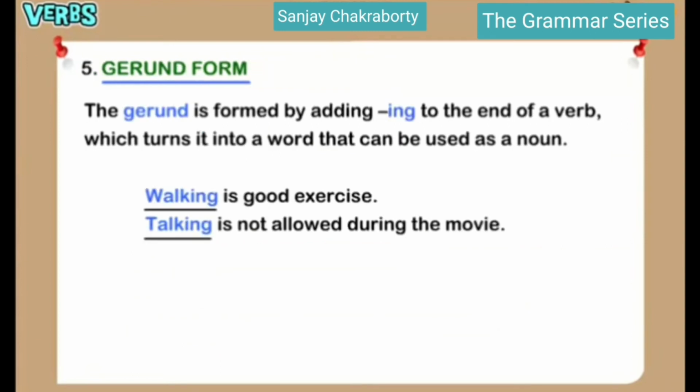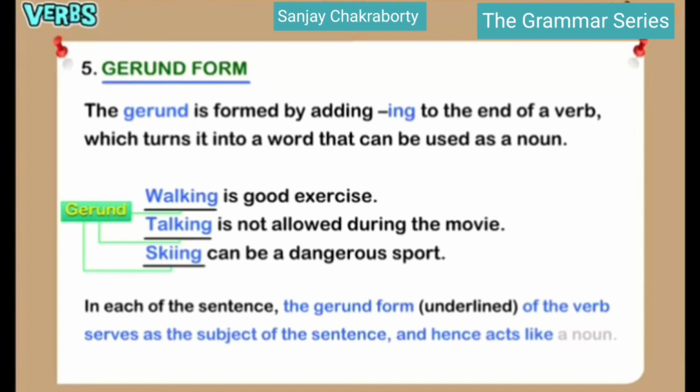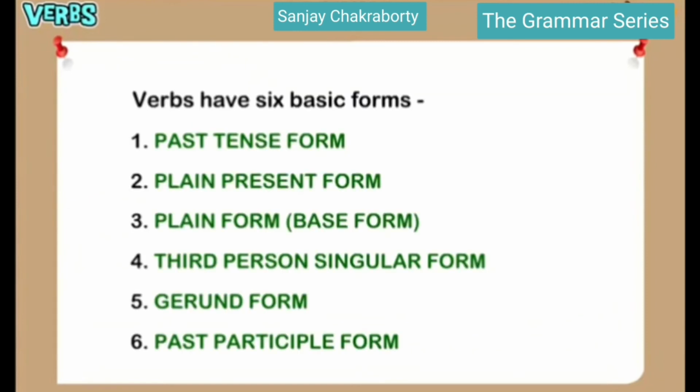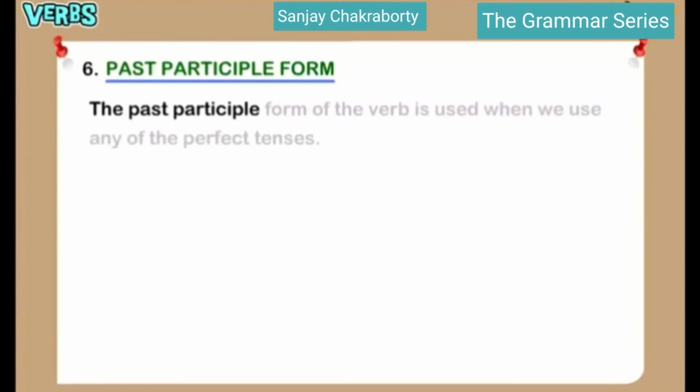Moving on to gerund form. What is gerund? Gerund is formed by adding ing to the end of the verb, which turns it into a word that can be used as a noun. So this is gerund. Walking. Walking basically is a verb, but it is used as a noun here. Walking is a good exercise. Talking is not allowed during the movie. Skiing can be a dangerous sport, right? So these sentences use those forms, but these are verbs. So verb has 6 basic forms, as I mentioned in the beginning. It's just repetition.